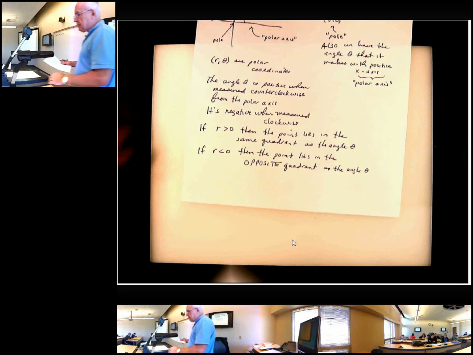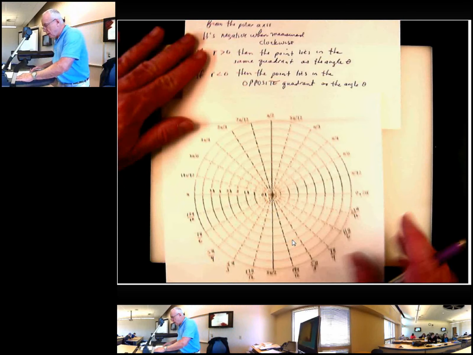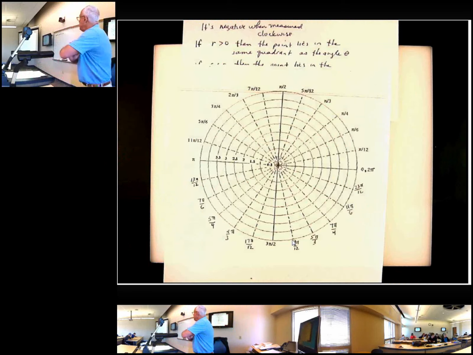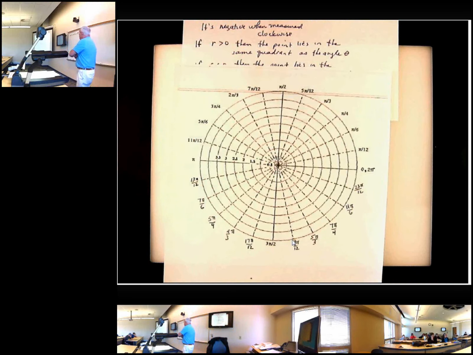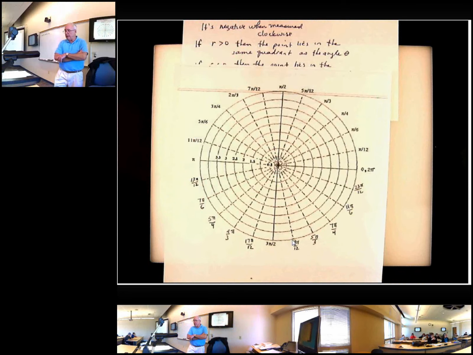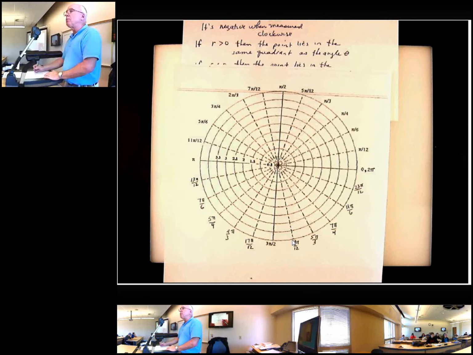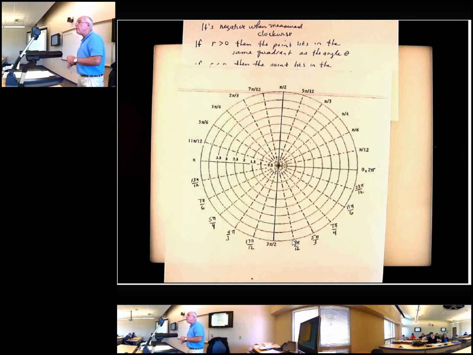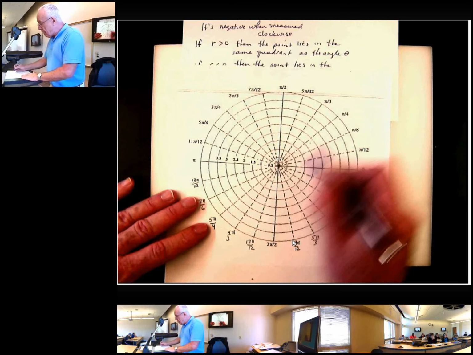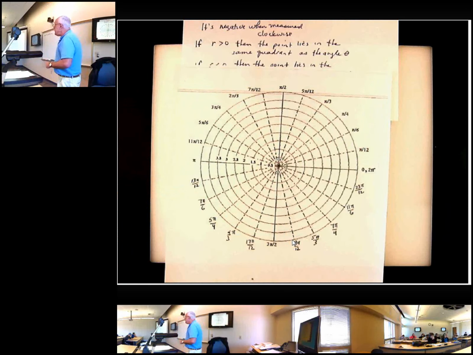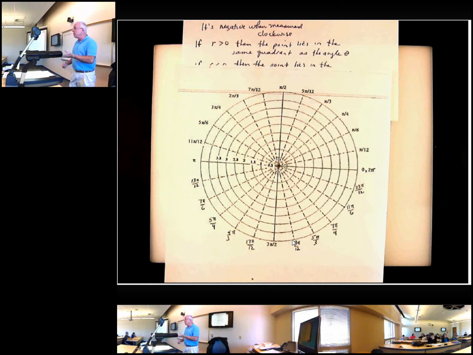Let's look at some examples with this. This, by the way, is a polar graph. You probably have seen these before. Basically, we have these concentric circles that represent different values of r, the distance from the pole, and then we have these lines emanating out from it which represent different angles as we go around the circle.